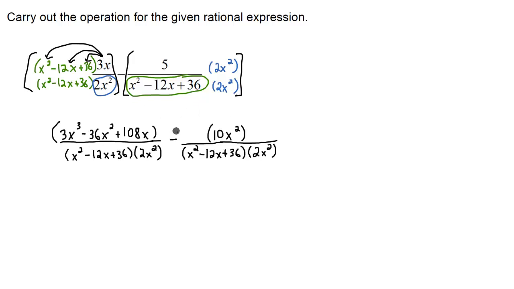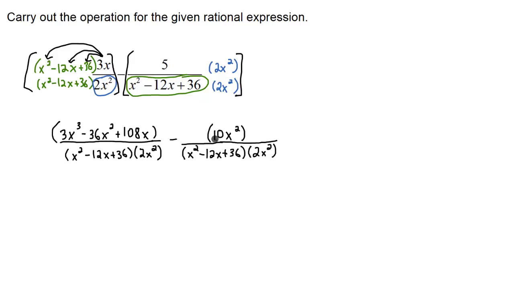So now I'm left with these two huge rational expressions, because 3x times x squared gives us 3x cubed. 3x times 12x is going to be a minus 36x squared, and 3x times 36 is 108x. And then all we had to do here, it was a little bit easier. We take 5 and multiply by 2x squared. We didn't have to do any distribution because there was no addition or subtraction between any terms. So here's where we're left off.